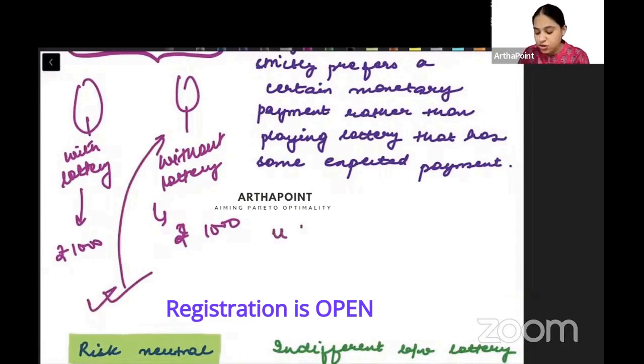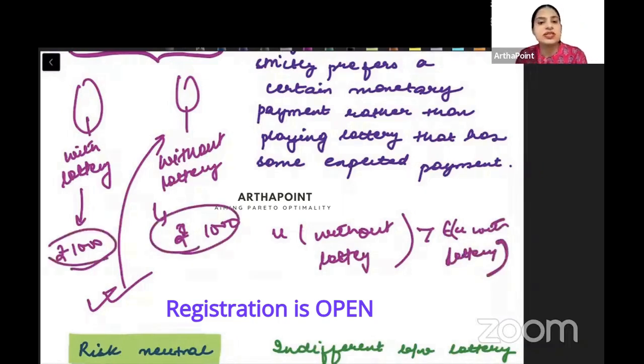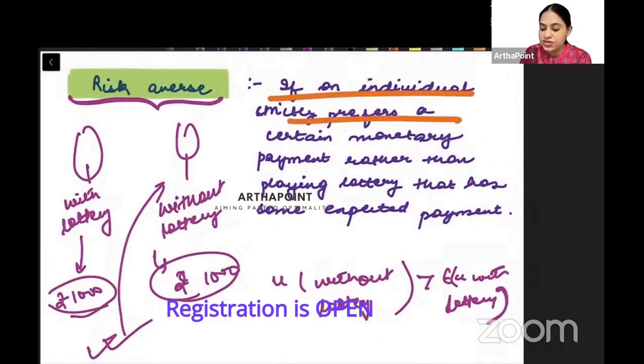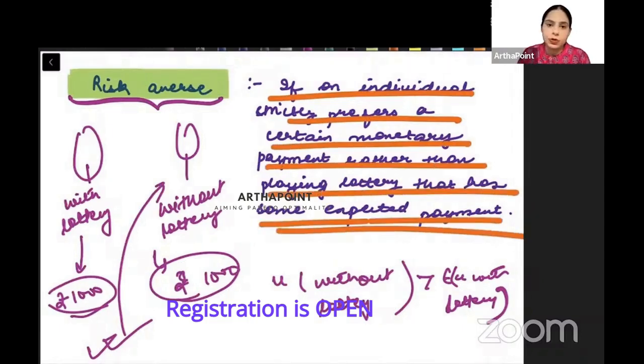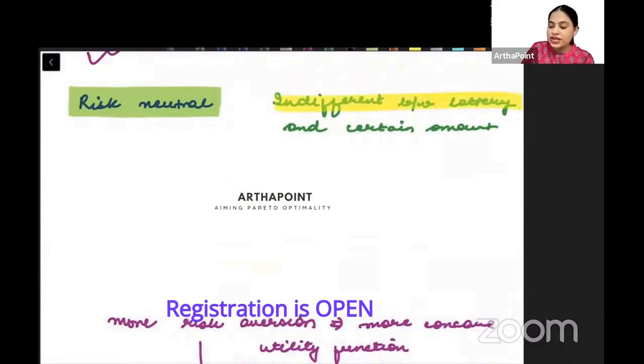उसका utility function जो without lottery से होगा, the utility he gets from that will be more than his expected utility from with lottery, although the expected payoff in both cases is the same. So a risk averse individual is any individual who prefers a certain monetary payment rather than playing a lottery with the same expected payoff. Whereas a risk neutral individual is indifferent between lottery and non-lottery.